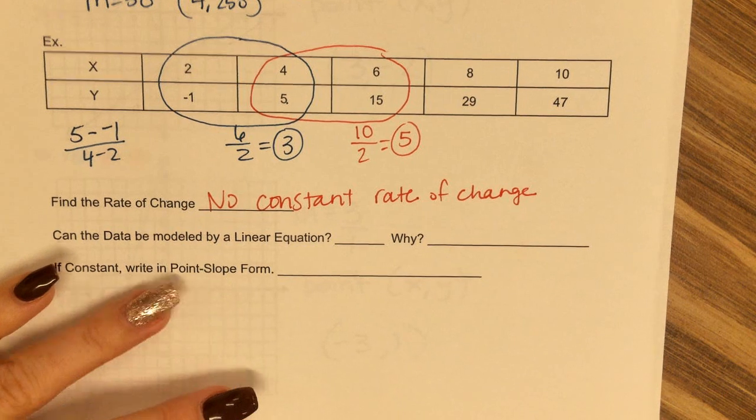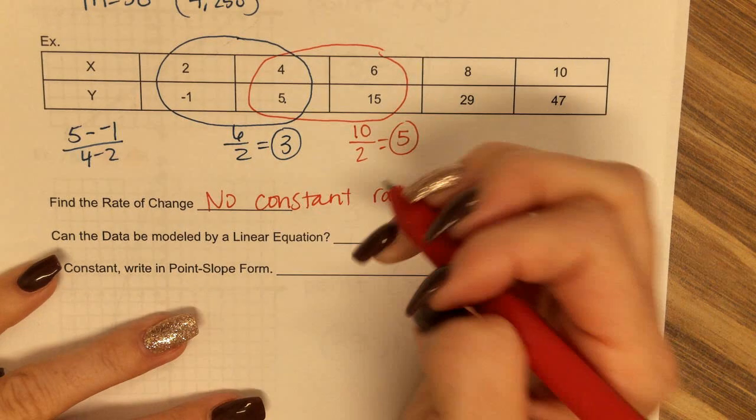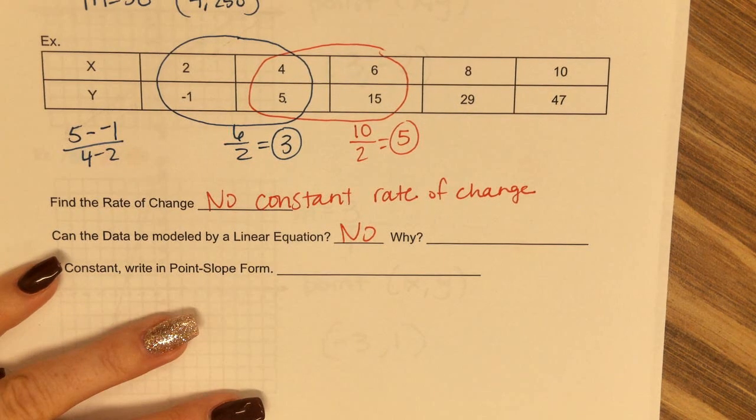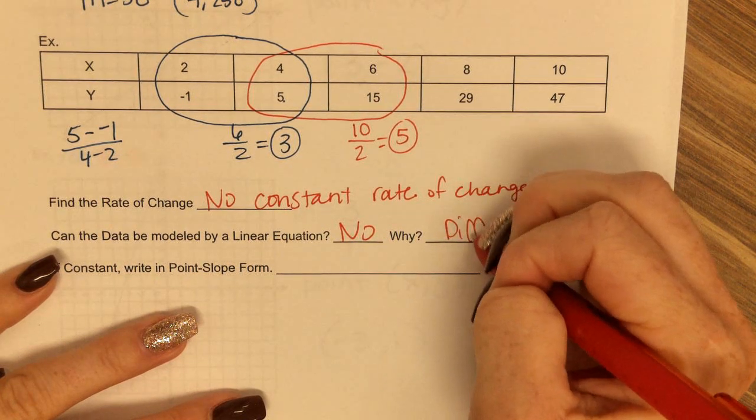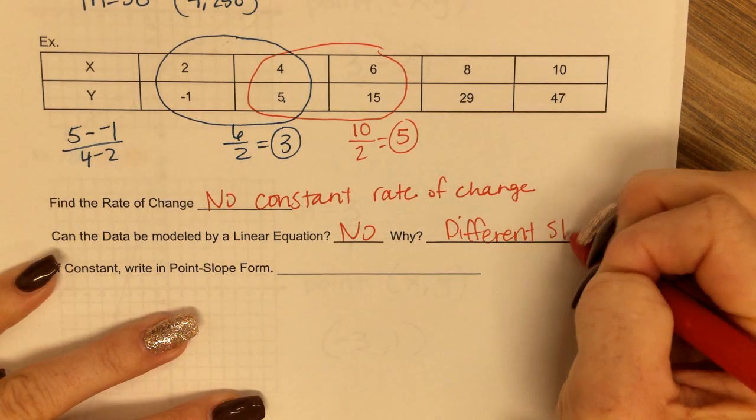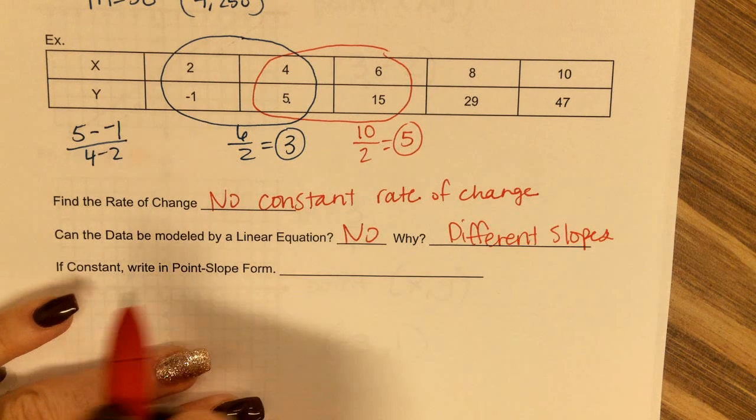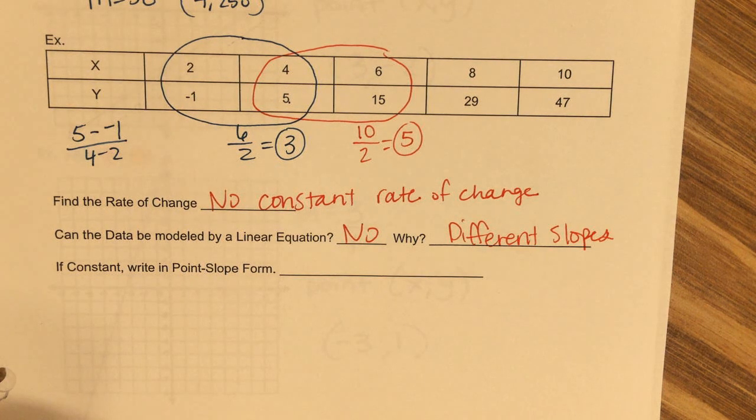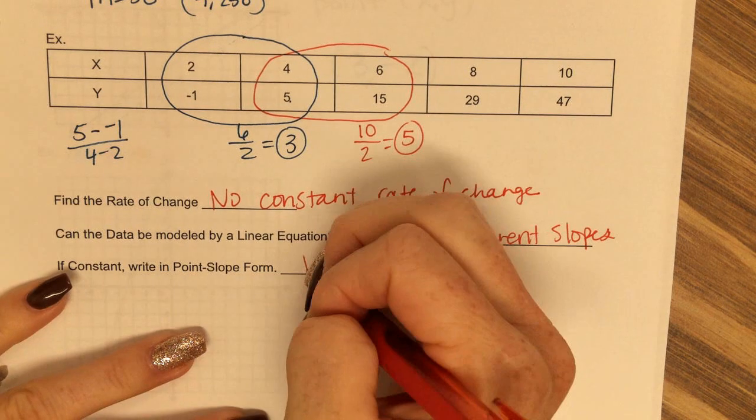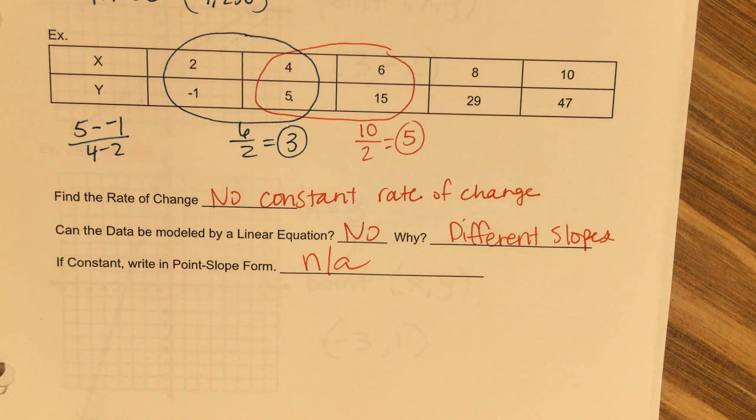Can the data be modeled by a linear equation? No. Why? They all have different slopes. It says if they were constant, write an equation. Well, they weren't constant, so I can't write an equation. So this does not apply, not applicable.